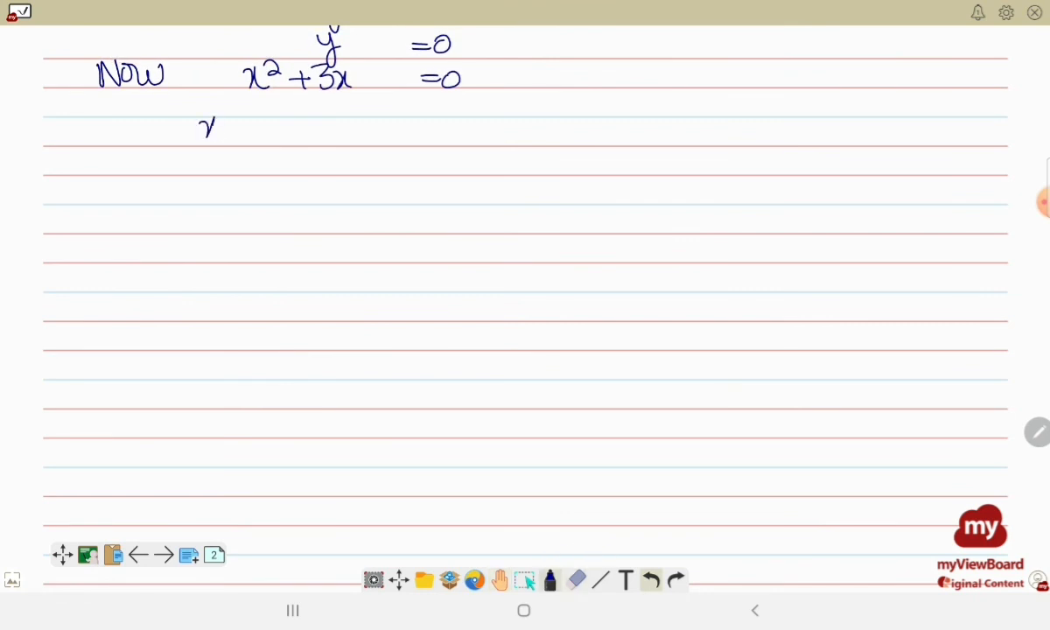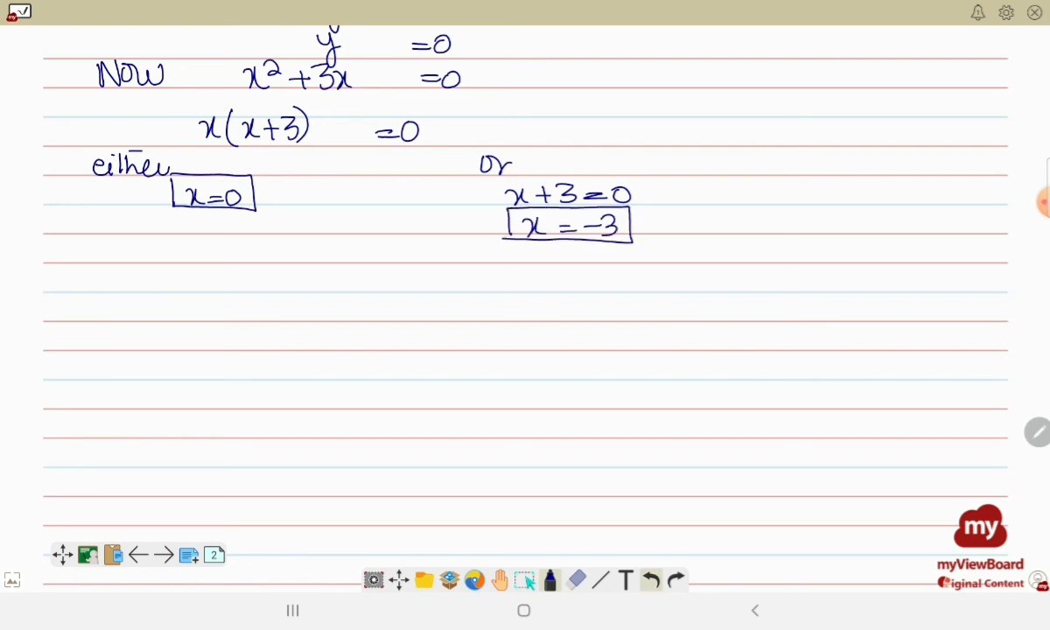We can take x as common: x times x plus 3 equals 0. So either x equals 0 or x plus 3 equals 0. So here you are having one time x equal to 0, another time x equal to minus 3. So at the end you write down the solution set, which is going to be 0, minus 3.